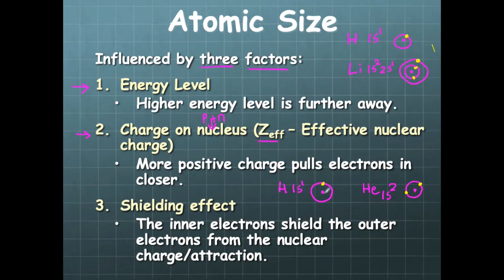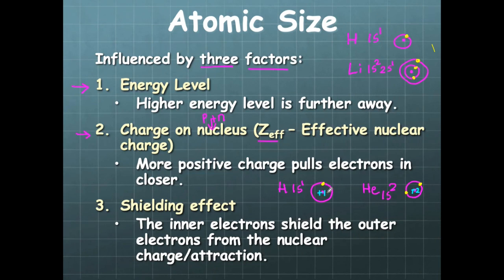Let's represent the charge on the nucleus. Hydrogen has only one proton, so the charge on the nucleus is +1, and helium has two protons, so the charge on the nucleus is +2. So helium has a higher charge in the nucleus as compared to hydrogen because of the difference in the number of protons in the nucleus.